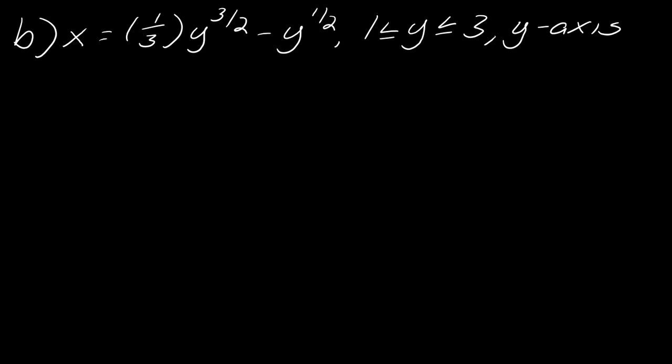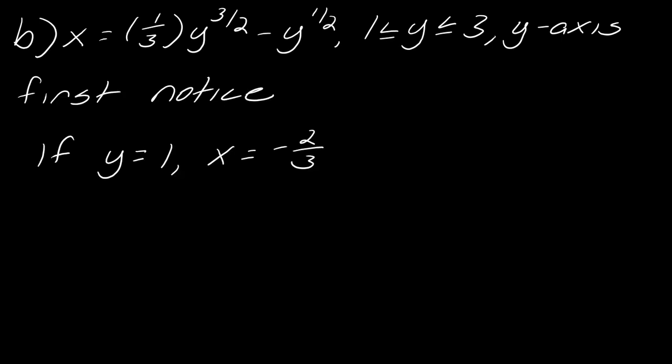For this one, I've got x equals 1/3 y to the 3/2 minus y to the 1/2, and y is between 1 and 3, and now we're revolving around the y-axis. There are a few things going on with this one, my friends. First of all, notice if y equals 1, x equals -2/3, and if y equals 3, x equals 0. Oh my God. Okay, why do we care?